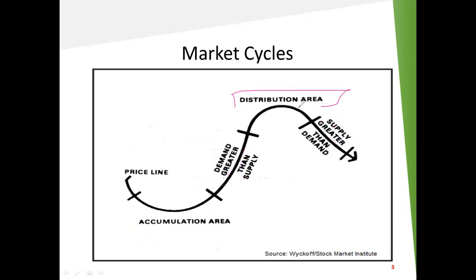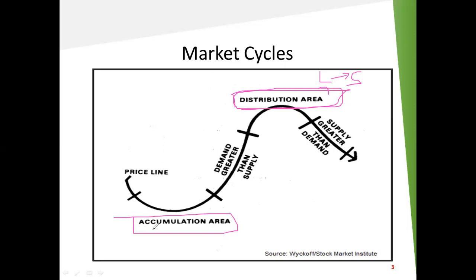After that, we come to the distribution area, which is a liquidating point for institutional investors, the composite operator or smart money. They start distributing, liquidating the stock, and following their footsteps, retail traders also start short selling the stock. So this is a phase of distribution, and there is a phase of accumulation.